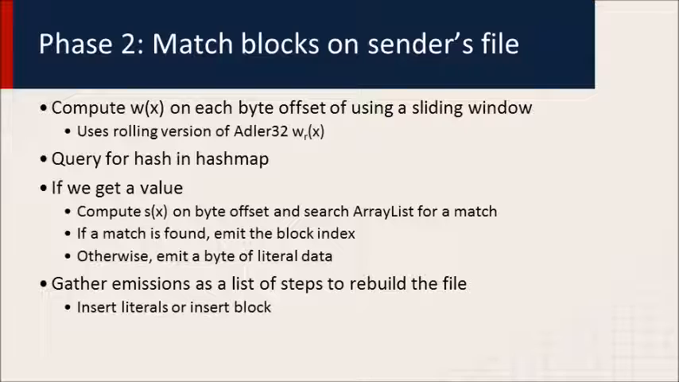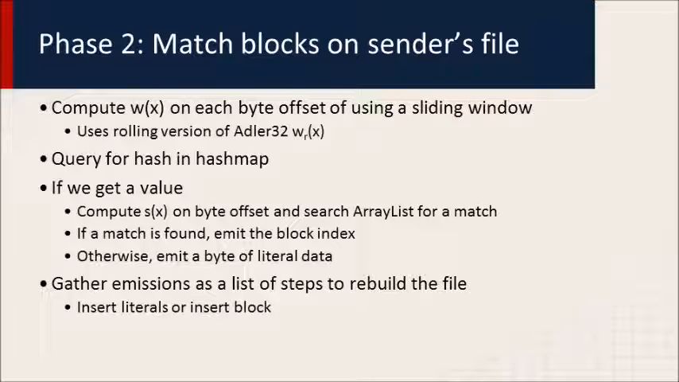To do this, we make use of the rolling version of the Adler32 checksum for every byte offset of a sliding window in the file. To recalculate the checksum on a single byte offset, all that's needed is the byte leaving the window and the byte entering the window. The computation is then just a constant time sequence of additions. The goal is to find windows that match to a block.